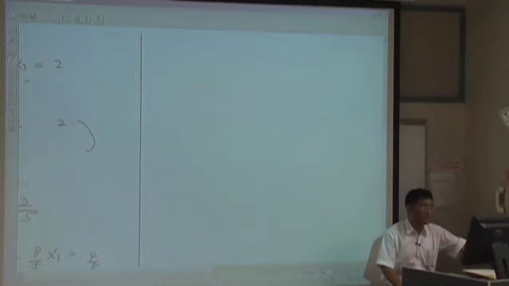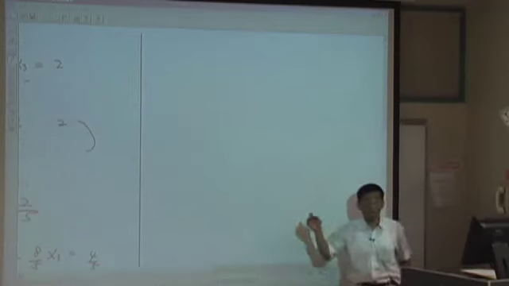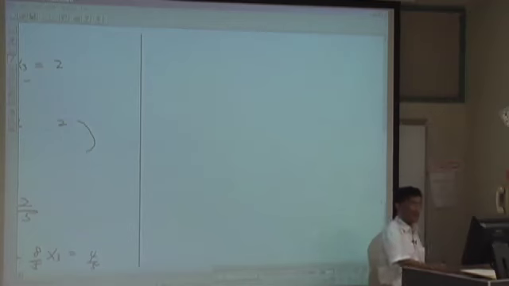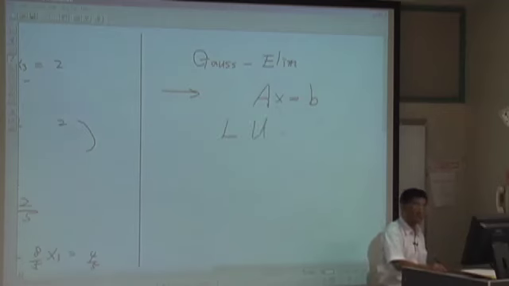Then, can we describe these things in matrix language? And the answer is yes. I can describe the whole thing in matrix language. Gaussian elimination can be represented by this thing. I have a matrix A, x equals b in the first place. But now, what I have is this one. L times U matrix x equals b.